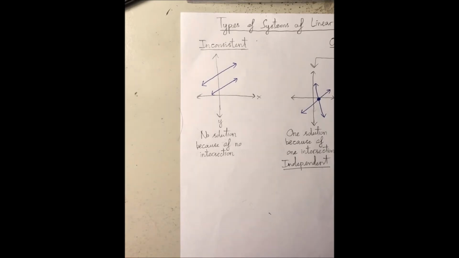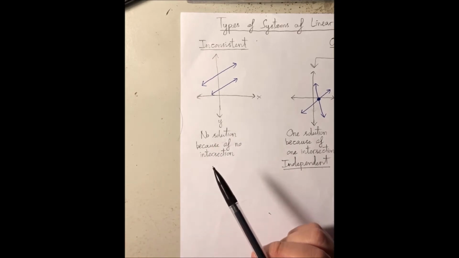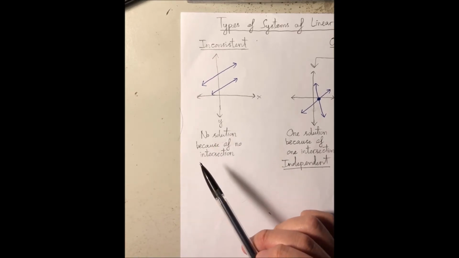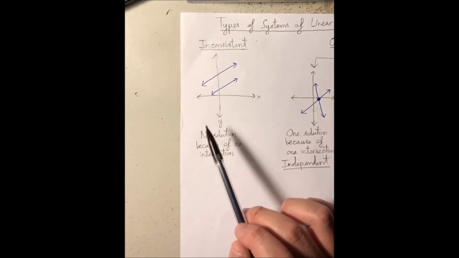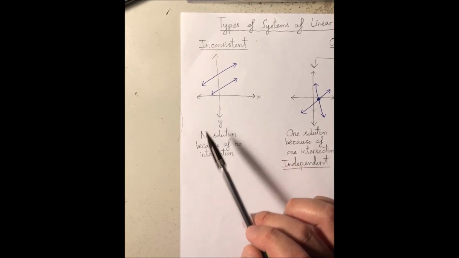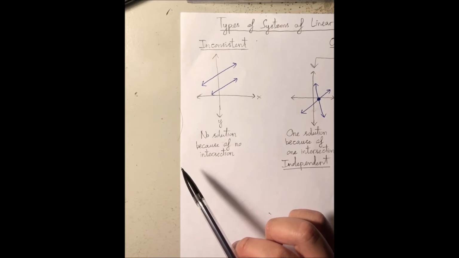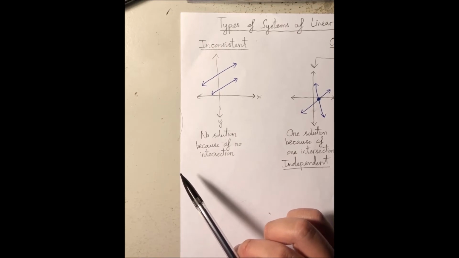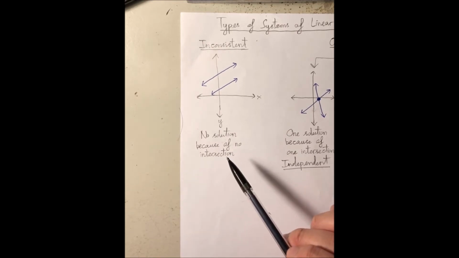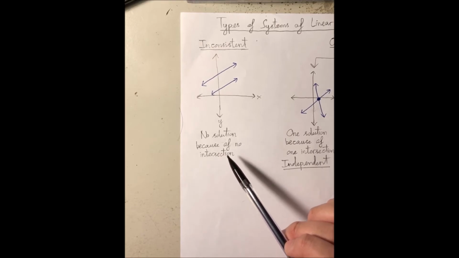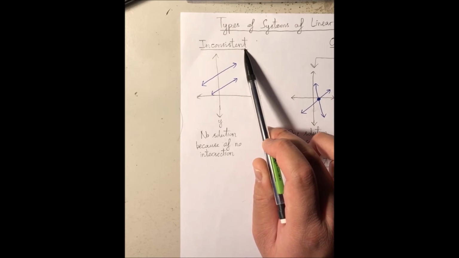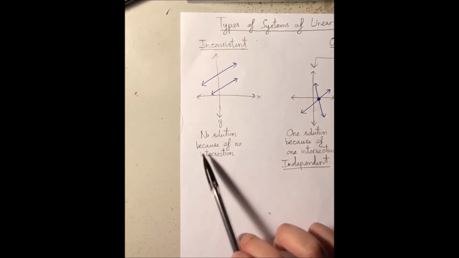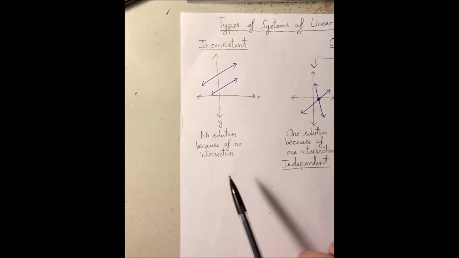The inconsistent type of system happens when you graph a system of linear equations given to you and you realize that two lines are parallel to each other. Since two lines are parallel, they don't intersect. When they don't intersect, we don't have any solution. In that case, your given system of linear equations is an inconsistent type of system because you have no solution due to the fact that there's no intersection of the two lines.